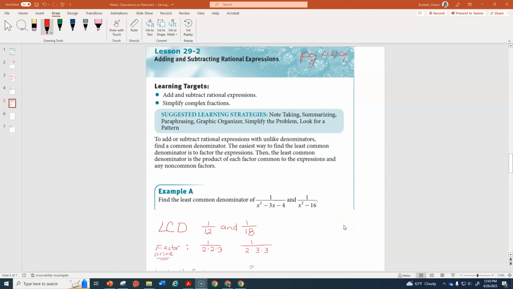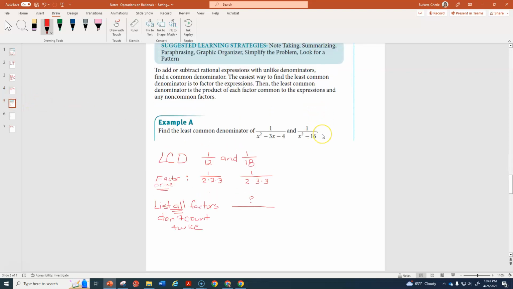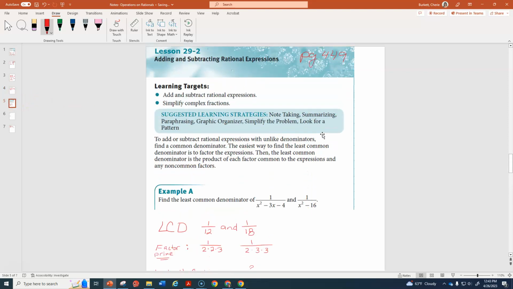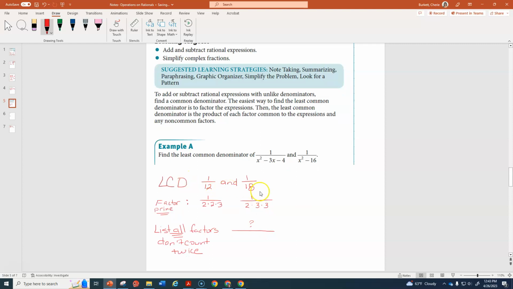All right, we are in the section of your book, 29-2. We're going to be adding and subtracting rational expressions on page 449. This is the first example, but like I did with previous videos, I'd like to start off with something that you learned in 4th or 5th grade.